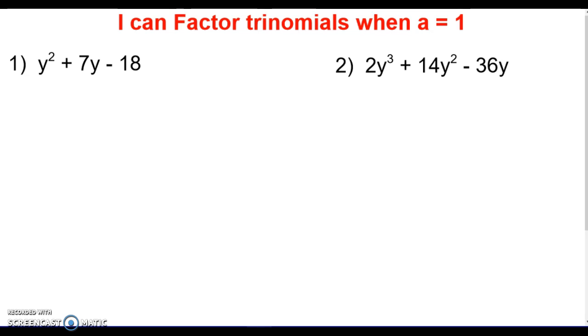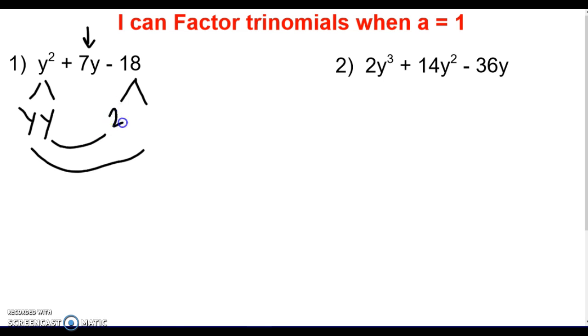Now, let's factor some trinomials when a equals 1. Those are my favorite. Okay, so what multiplies to give you y squared? And what multiplies to give you negative 18? Well, y times y. What multiplies to give me negative 18, but when I multiply it back, it adds to give me positive 7y? So I'm thinking 2 and 9. So I get 2y, 9y. Which has to be positive in order to give me positive 7y?